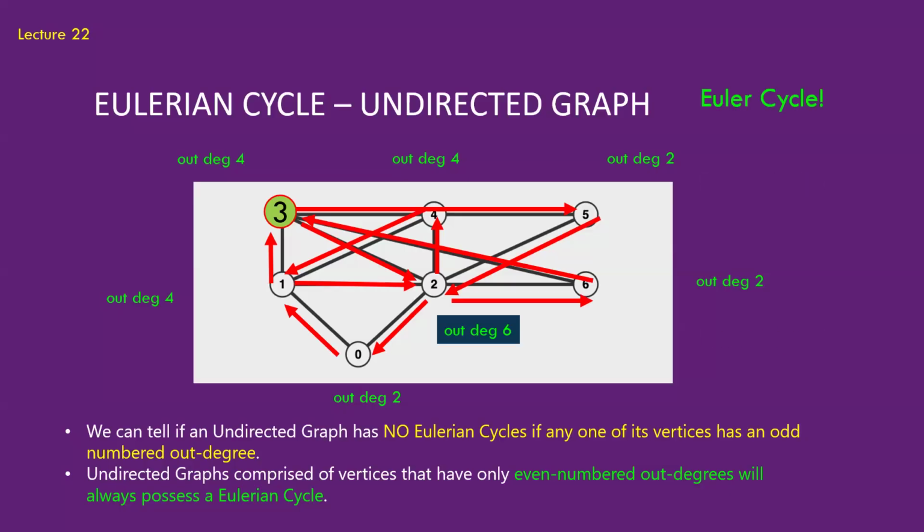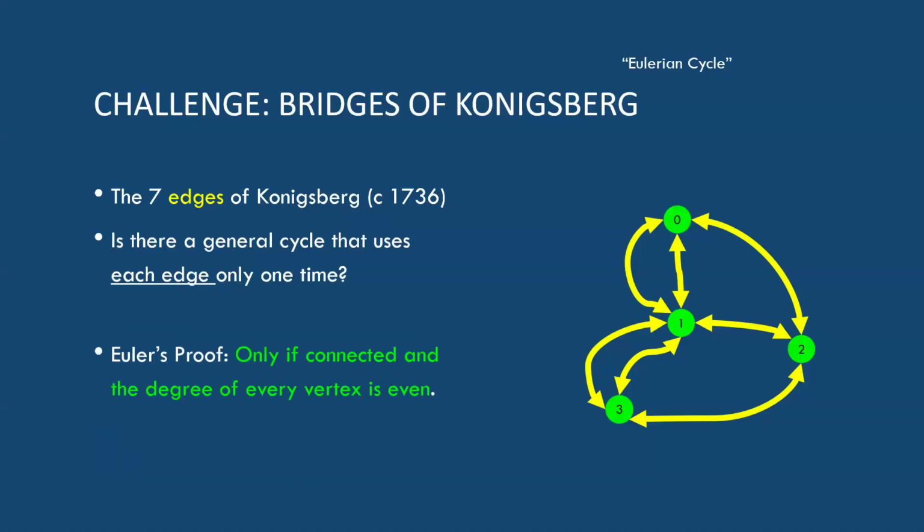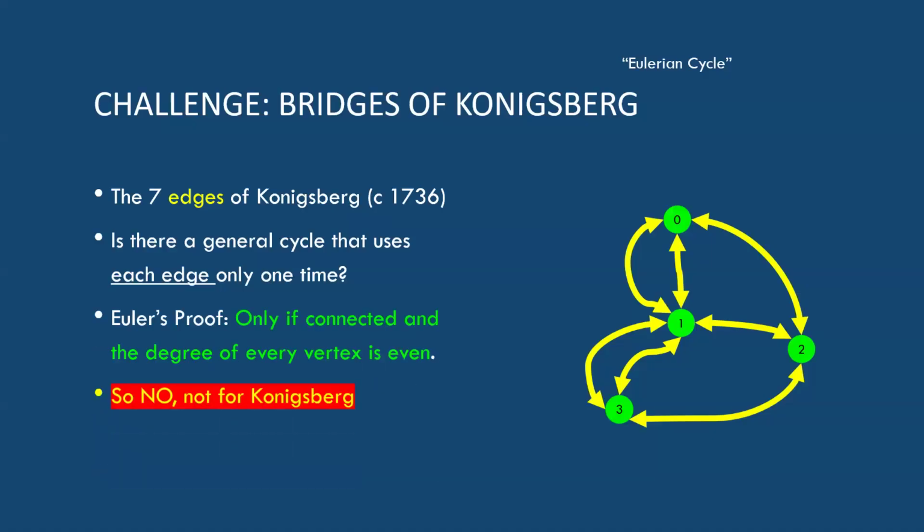So you'll have some quiz questions just to make sure you remember what an Eulerian cycle is. But for the bridges of Königsberg, there isn't one, because we don't have an even degree at all the vertices. So it's pretty quick to answer that question when it's an undirected graph.